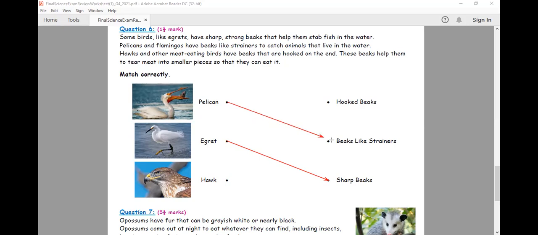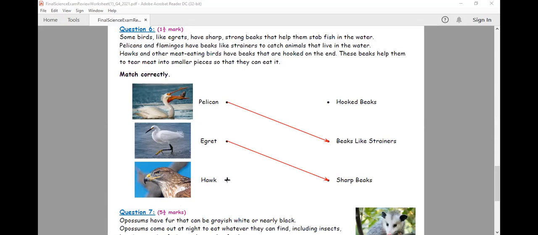Pelicans have beaks like strainers. They put their heads underwater, and then they use their large beak to collect marine animals.